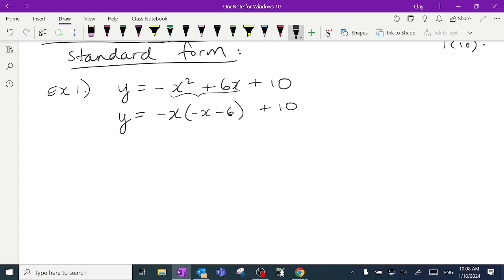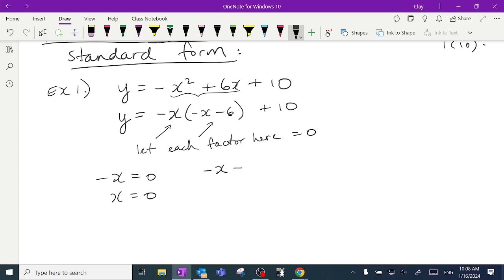And then I'm going to let each of these two factors equal 0. And that's going to then be negative x equals 0, which means, well, divide both sides by negative 1, so x is 0. Or negative x minus 6 equals 0, and again, divide both sides by negative 1 if you like. And x plus 6 equals 0. So x equals negative 6.